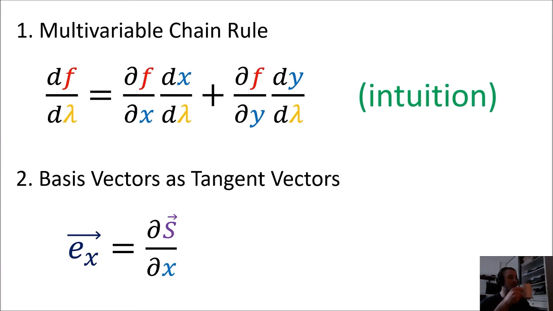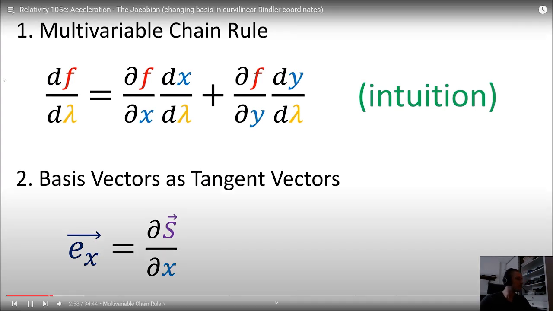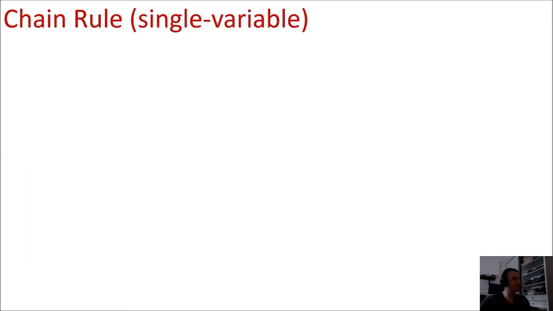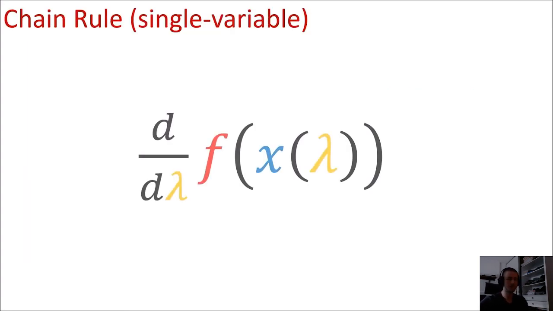The first step to understanding the math of curvilinear coordinate systems is to review the multivariable chain rule. I'm only going to give some quick intuition for why this rule is true. If you want a formal proof, you'll have to search it elsewhere online. Let's start with the single variable chain rule, which tells us how to take the derivative of a nested function f of x of lambda.